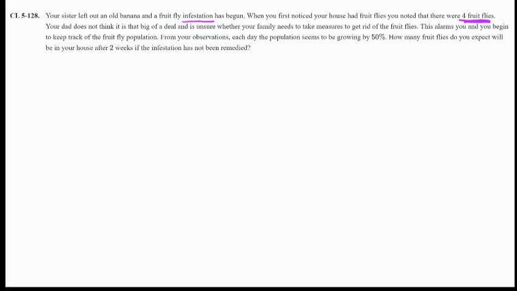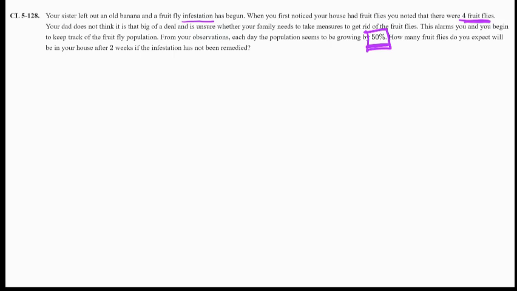From your observations, each day the population seems to be growing by 50%. How many fruit flies do you expect will be in your house 2 weeks after the infestation if it's not remedied? So, again, we're talking about an increase by a certain percentage, right? Like multiplying by a certain amount.